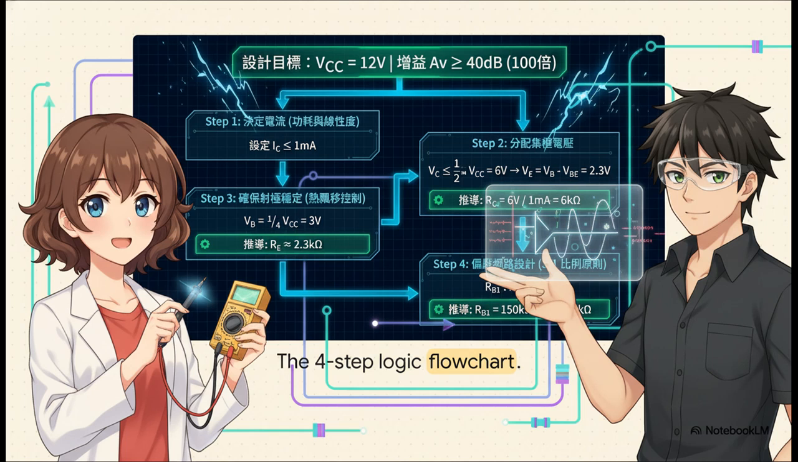Say our goal is a 12-volt supply with a gain of at least 40 decibels. For step 1, we'll set our collector current, our IC, right at 1 milliamp. That gives us a really nice balance of power and linearity. Step 2, we want our AC signal to have maximum headroom to swing up and down without clipping, so we allocate exactly half of our 12-volt supply right to the collector, making VC 6 volts. Now that we have our current and our voltage, we can easily calculate our collector resistor at 6 kiloohms. Then, we just follow that logic straight through to emitter stability, bringing us to step 4. We set a 3-to-1 ratio for our base resistors, which mathematically shakes out to 150 kiloohms and 50 kiloohms. As you can see, the math directly dictates the hardware.